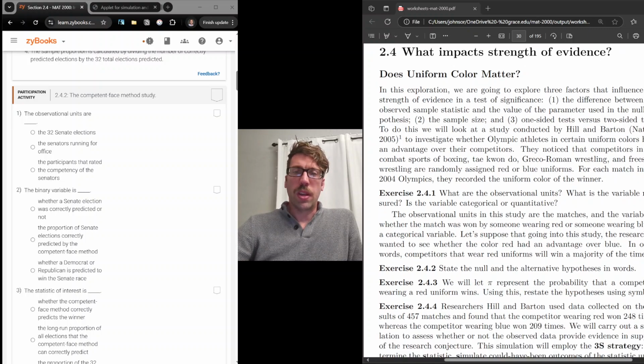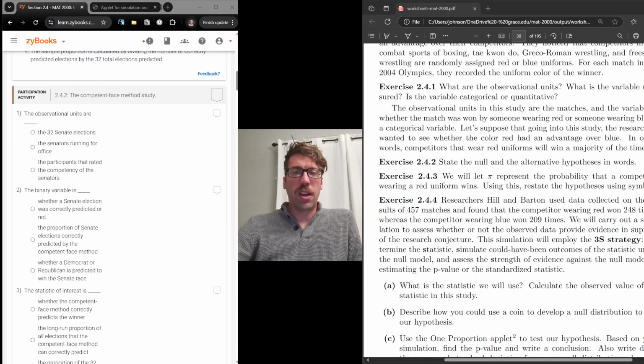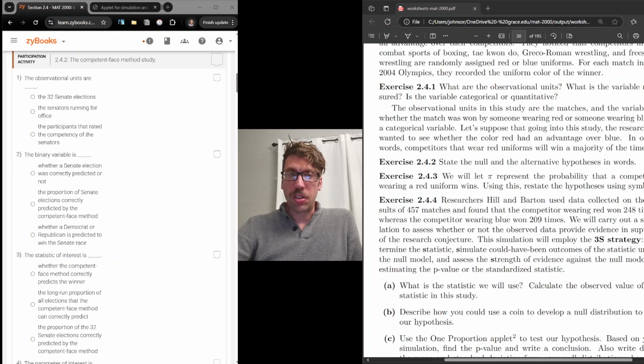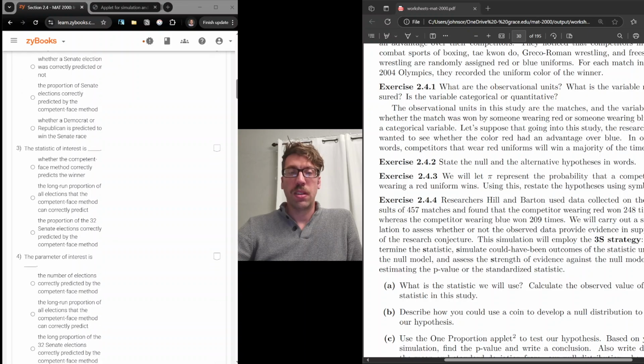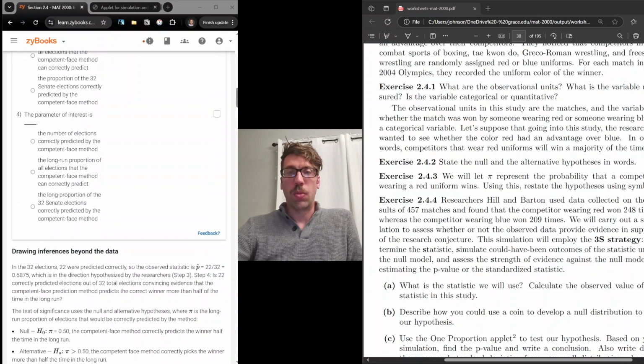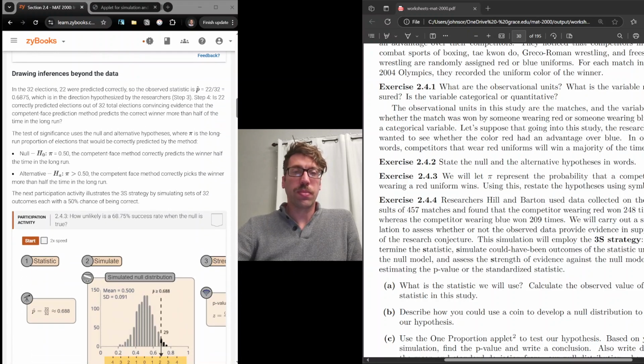And so when we look at number one here, what are the observational units? What is the variable measured? Is the variable categorical or quantitative? That should be really similar to the first multiple choice questions you got asked in the reading. So hopefully you're able to do that one-to-one and figure that out.